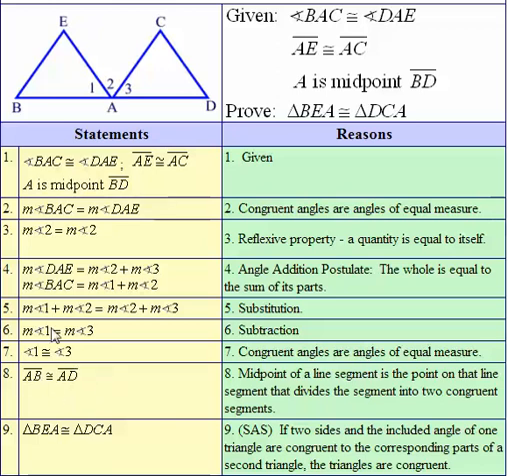Next statement, side AB is congruent to side AD because that's the definition of a midpoint. A midpoint of a line segment is the point on the line that divides the segment into two congruent segments. Since A is the midpoint, BA is congruent to AD. Now we can say triangle BEA is congruent to triangle DCA by side, angle, side.